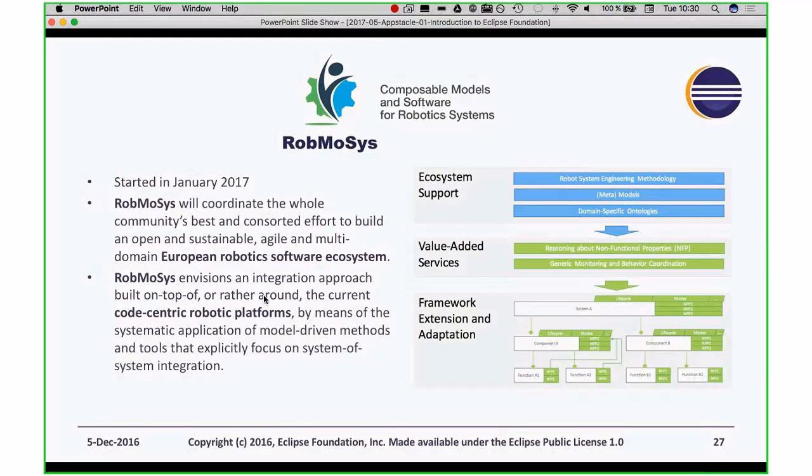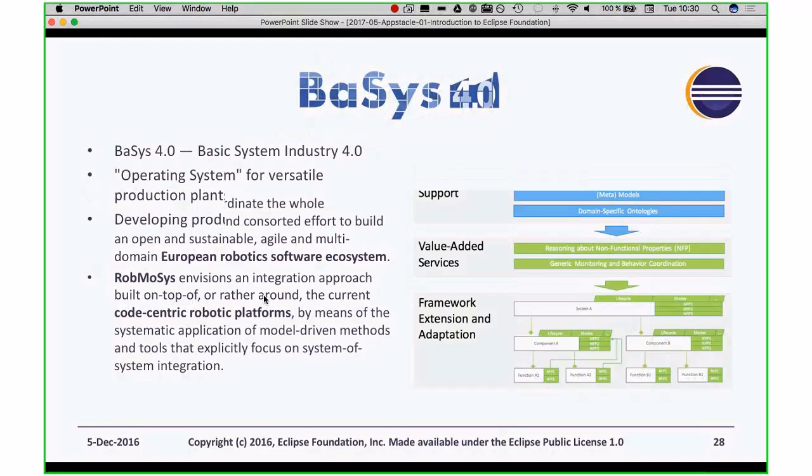RobMoSys, I would say the core idea of this project is mainly to try to regroup people around robotics and around a certain vision of robotics. So it's a very interesting project as well.